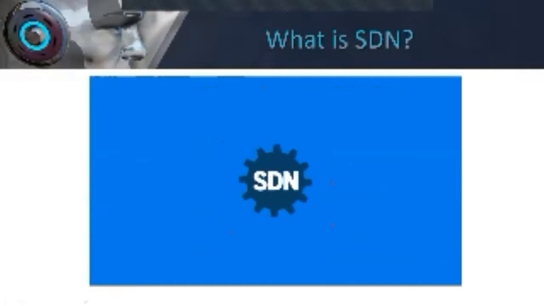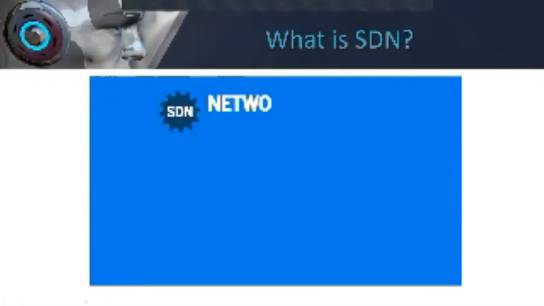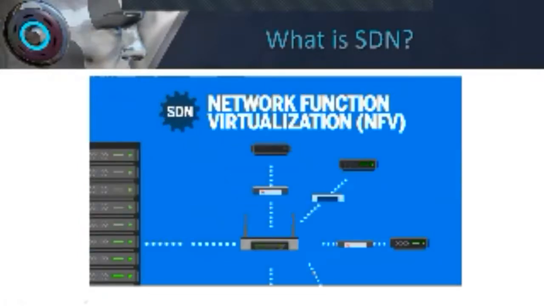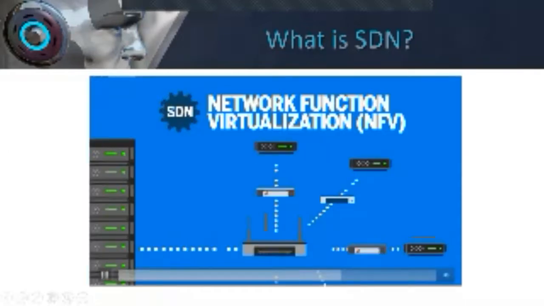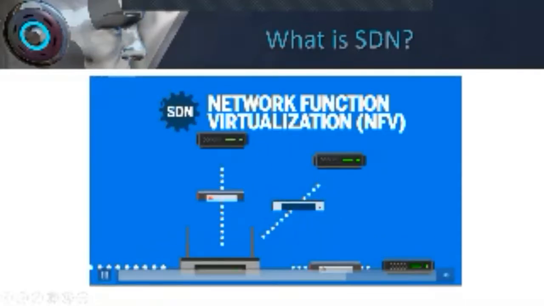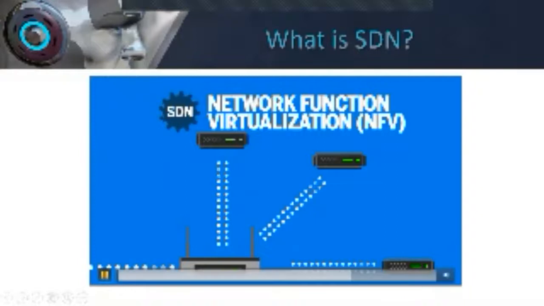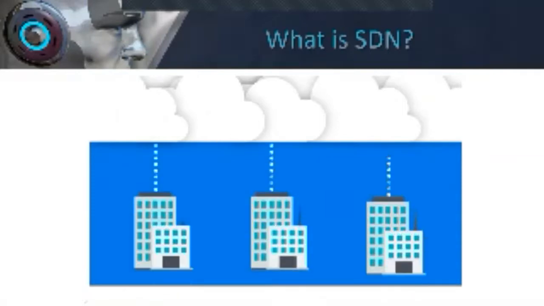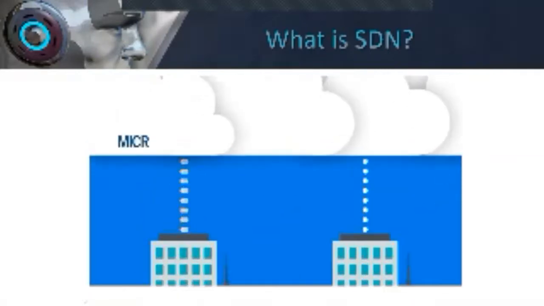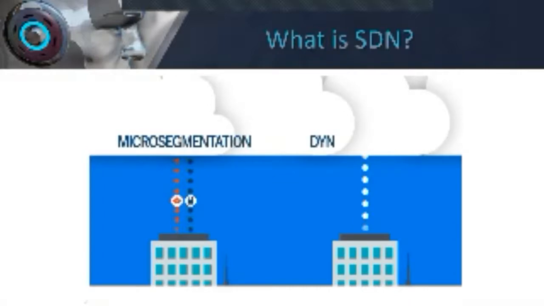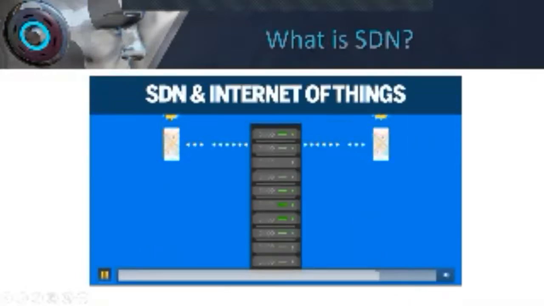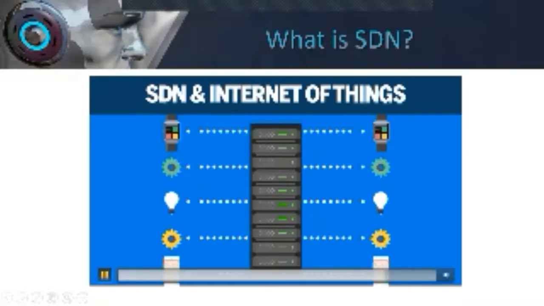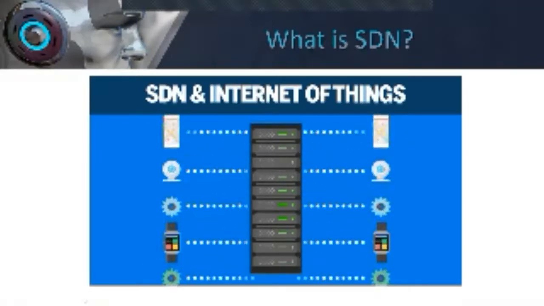SDN is also used in an area called Network Function Virtualization, or NFV. This is the idea of replacing specialized hardware like firewalls and load balancers with software running on off-the-shelf server hardware. Some vendors are using SDN to connect data centers to public cloud providers, creating a hybrid cloud network that includes micro-segmentation or dynamic scaling abilities. Other SDNs could be used to help manage the deluge of traffic from the Internet of Things, segmenting network traffic and helping to organize the data.